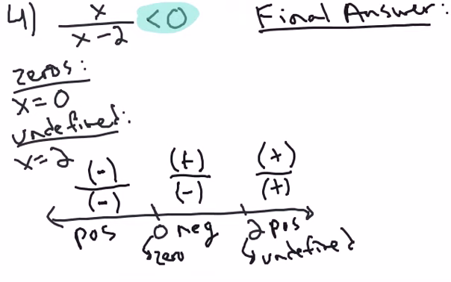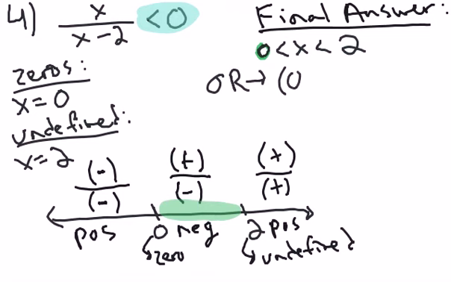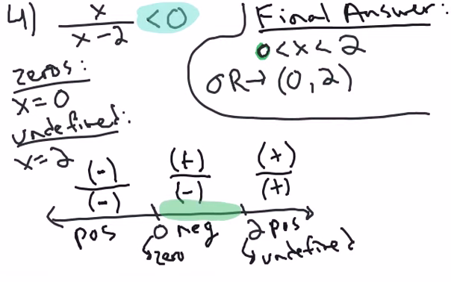So my final answer is going to be, well, where is it? Less than 0. Where's the polynomial less than 0? And that is only in this region here. Okay, so I'm going to say between 0 and 2. Okay, or you can say 0 parenthesis 2 parenthesis. So there is your answer for that one.